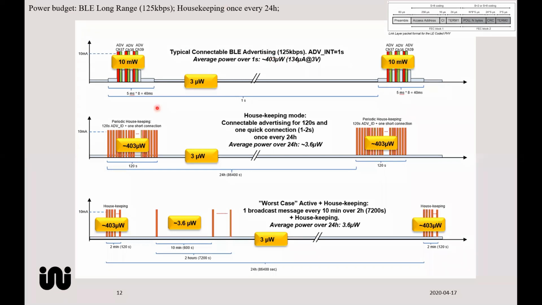If you now consider a system running without any events whatsoever happening, you only have the housekeeping that is happening once per 24 hours. That housekeeping will consume approximately 403 microwatts during a period of 120 seconds. And then for the rest of the 24 hours, you only consume the 3 microwatts. That again came from the RTC and the passive detection circuitry. The mean power or average power consumption during 24 hours is now approximately 3.6 microwatts.